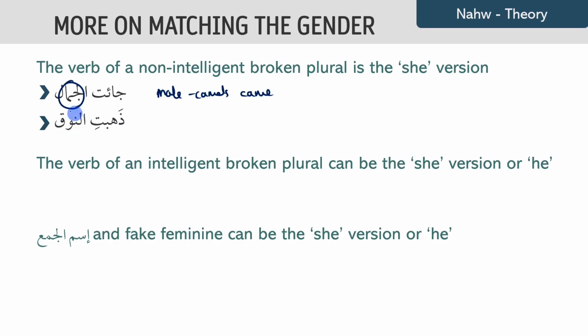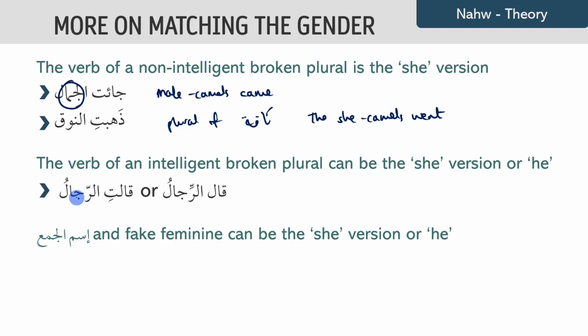And if you look at the second example, we have an-nuq. And nuq is the broken plural for naqatun, which is she camels. And even in this occasion, the fa'il is wahid mu'annath because these words are considered she. So this sentence means the she camels went. And for an intelligent broken plural, whether the fa'il is masculine or feminine, you have the option of the verb being wahid mu'annath or mudhakkar. So for example, al-rijal is an intelligent masculine broken plural, and you can say qalat, which is the hiya sigha, or you can say qala, which is more in line with the actual gender of rijal.